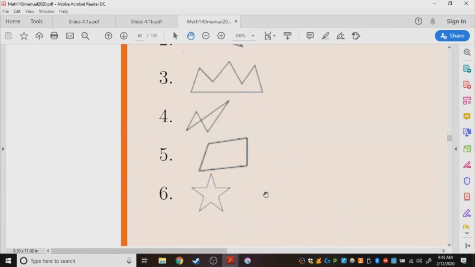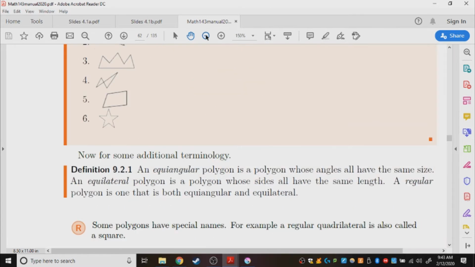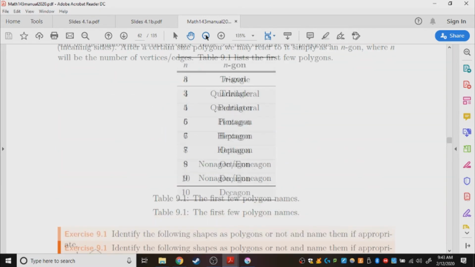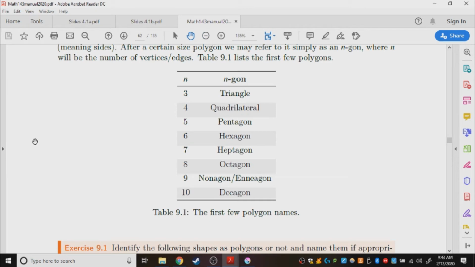Number 6, is that a polygon? Yes, it is. How many sides does it have? 10. So it's called a decagon. So look at the table. Hopefully most of them are familiar to you, but perhaps not all of them.